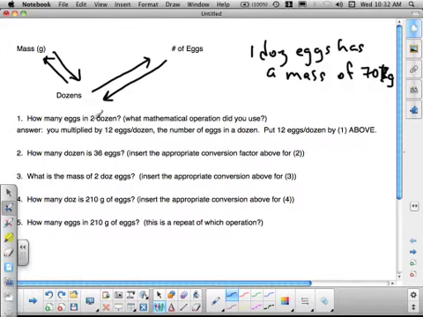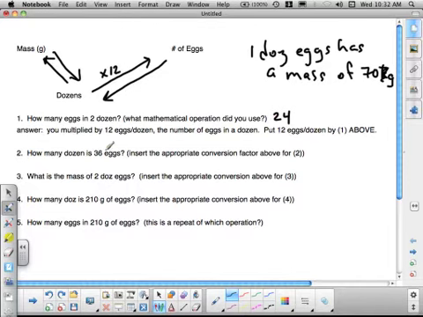So first question, how many eggs in 2 dozen? You don't even have to think about this. You know it's 24. Because what you have done is you have in your head, because eggs are so familiar to you, you have multiplied the number of dozens times 12. All right? So 24 was our answer. So times 12, 12 eggs per dozen.